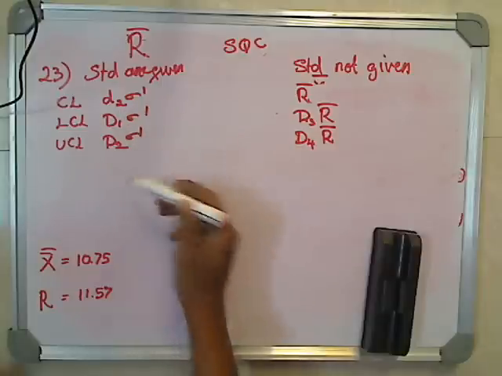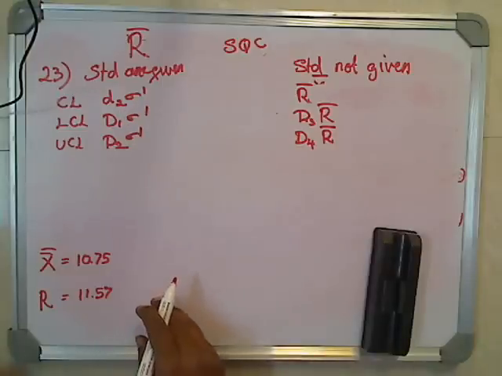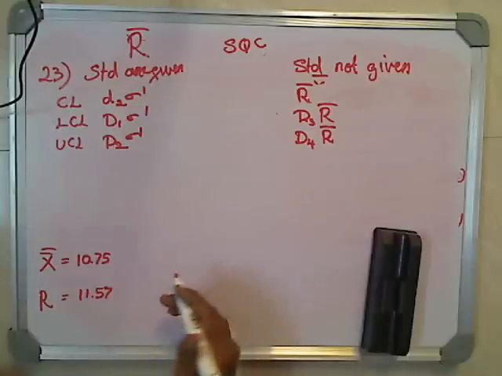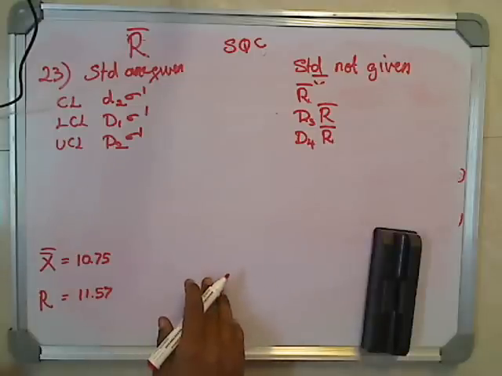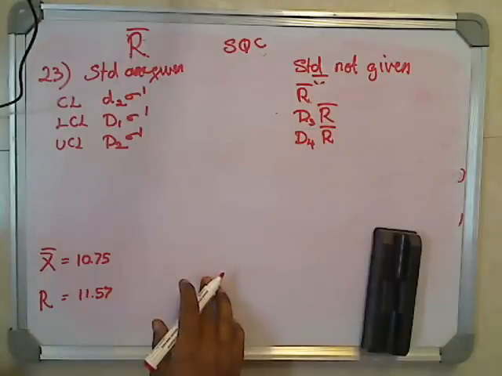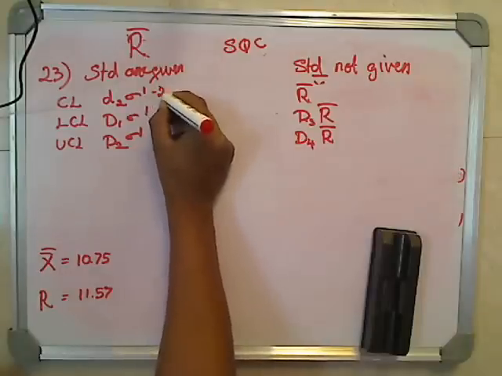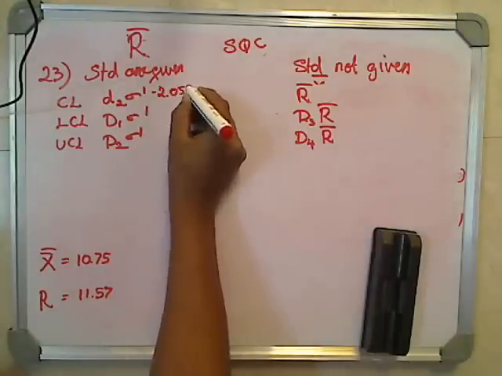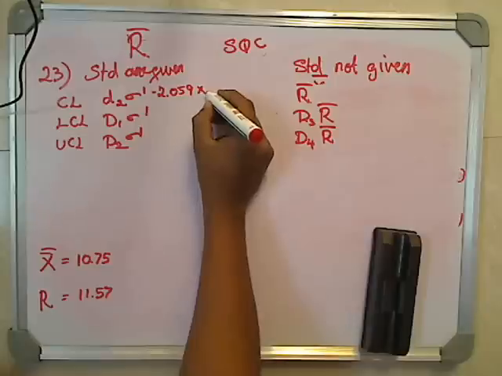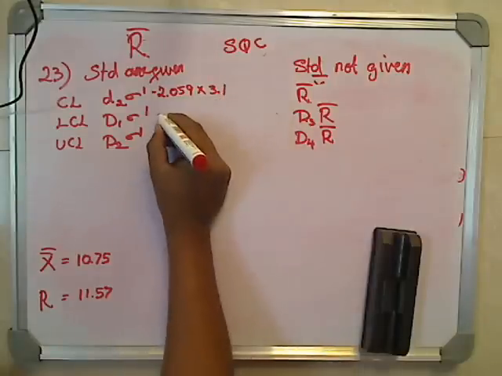Now, again, D2 here happens to be a constant, so this is not something which would be difficult to find because it's already there in the book. Like I said, you need to memorize these values, and they may not be mentioned in the question paper. So the only way you can remember them would be through memorizing them. Now, as per the book, D2 here is 2.059 multiplied by the standard deviation, which is 3.1.